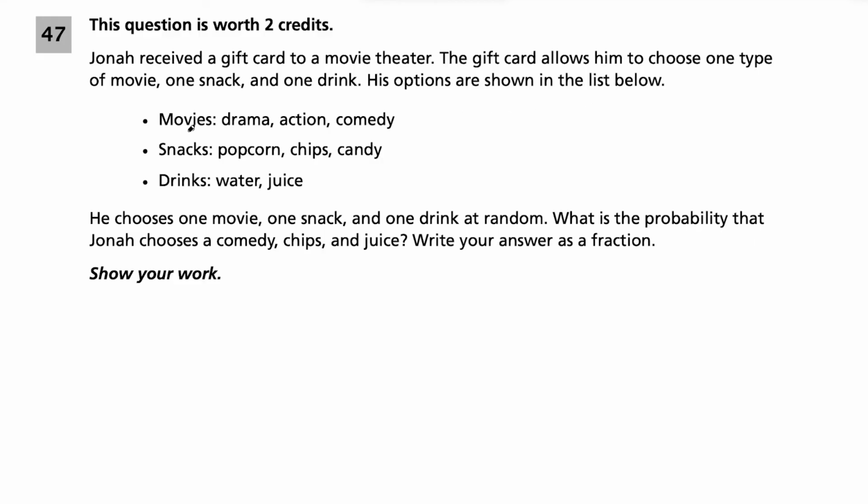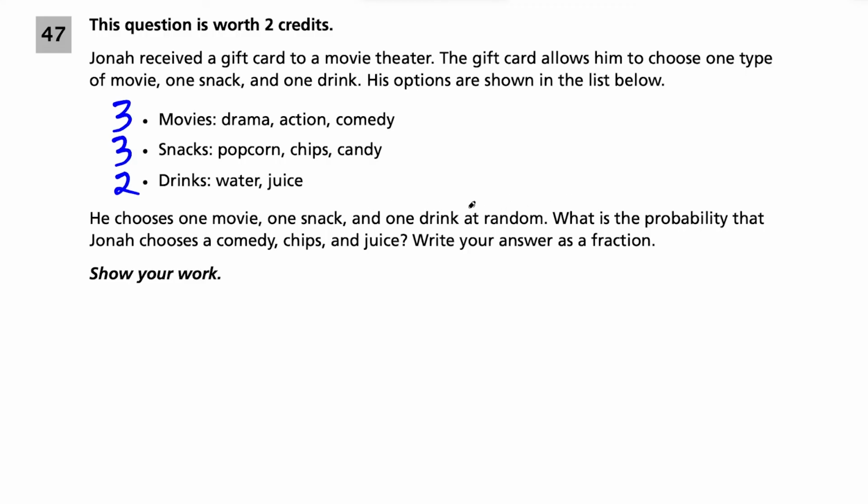So movies, he could choose from drama, action, or comedy. So that is 3 options. For snacks, there's popcorn, chips, candy. So that's 3 options. And for drinks, he could get water or juice. And that's 2 options. He chooses one movie, one snack, and one drink at random.